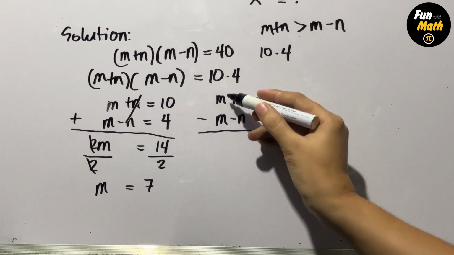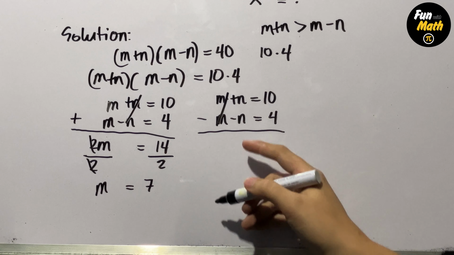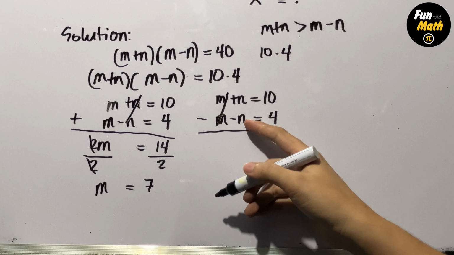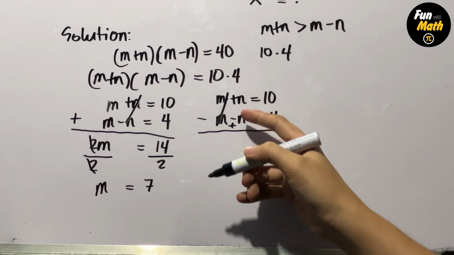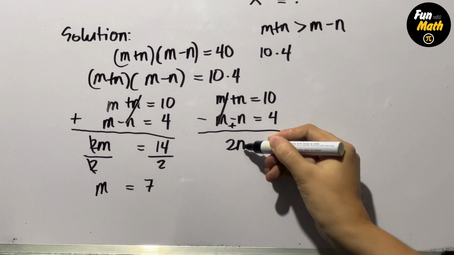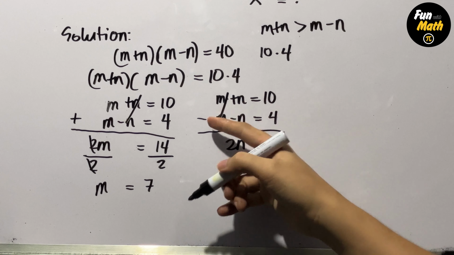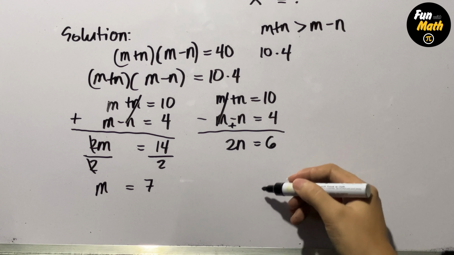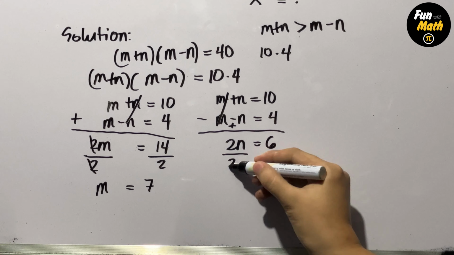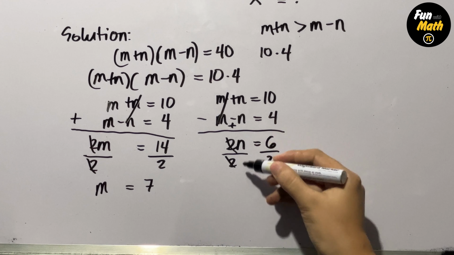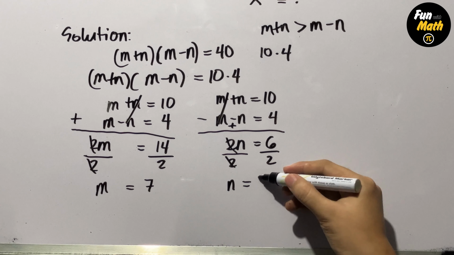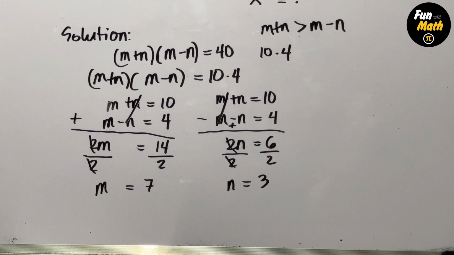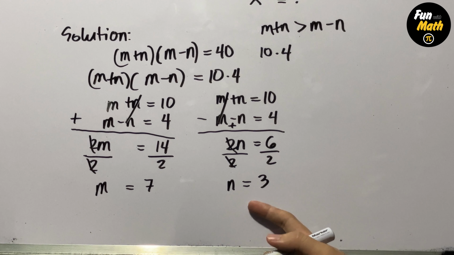So m minus m, this is 0. n minus negative n, both negative, so it became plus. So n plus n, that is 2n, equals n minus 4, that is 6. Divide both sides by 2. So this is cancelled, and we have n is equal to 6 divided by 2, that is 3. So we have the value for n, which is equal to 3.